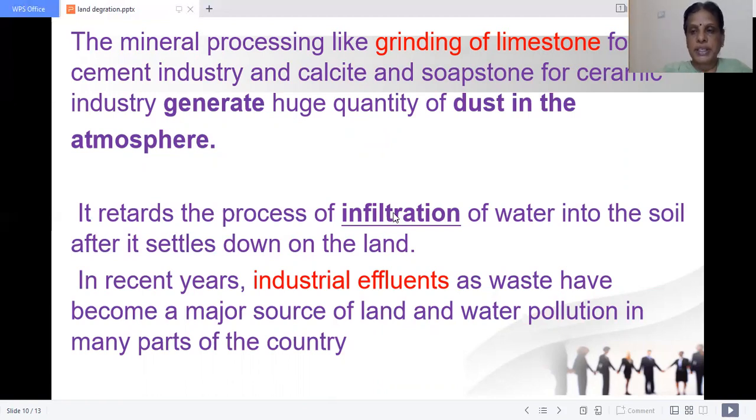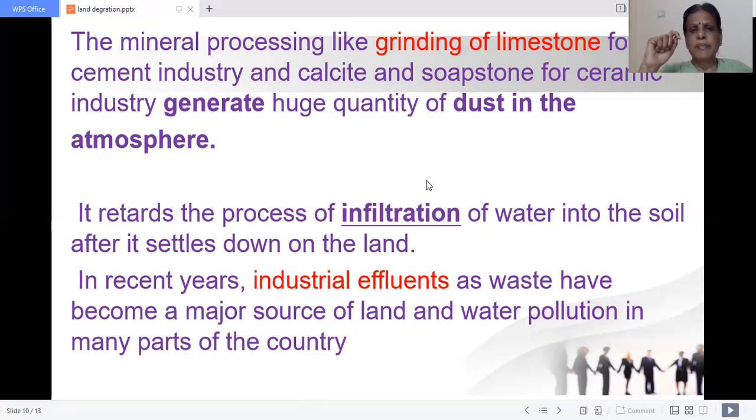You can check, my dears: when you dig a bore well, the soil available is cement color. You spread it and pour water upon it, and it does not allow the water infiltration. So when it rains, the dust from grinding of limestone and soapstone, which is spread on the earth, does not allow the water to get into the soil. So this is the reason for land degradation in those areas.